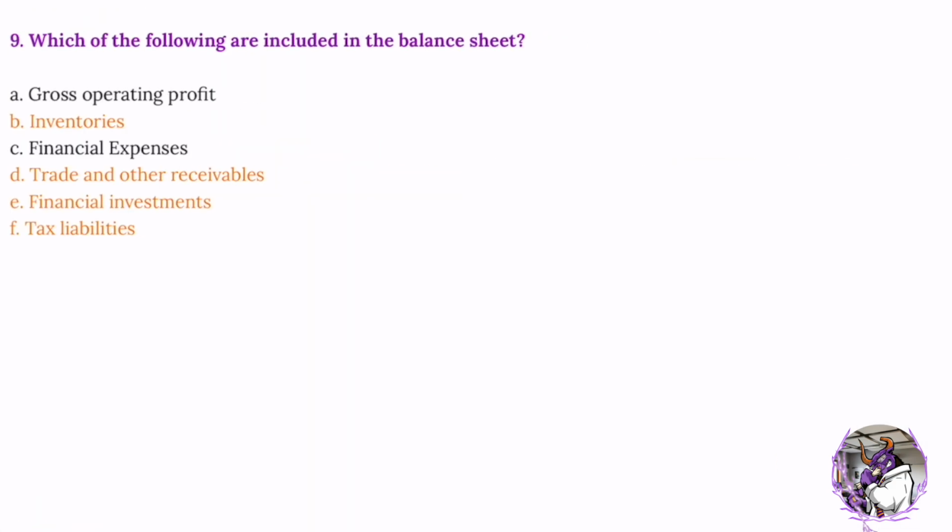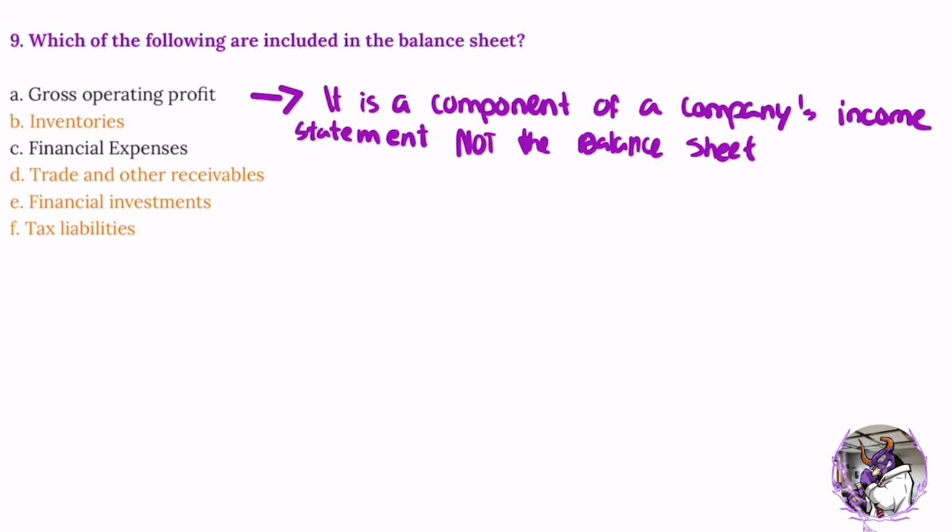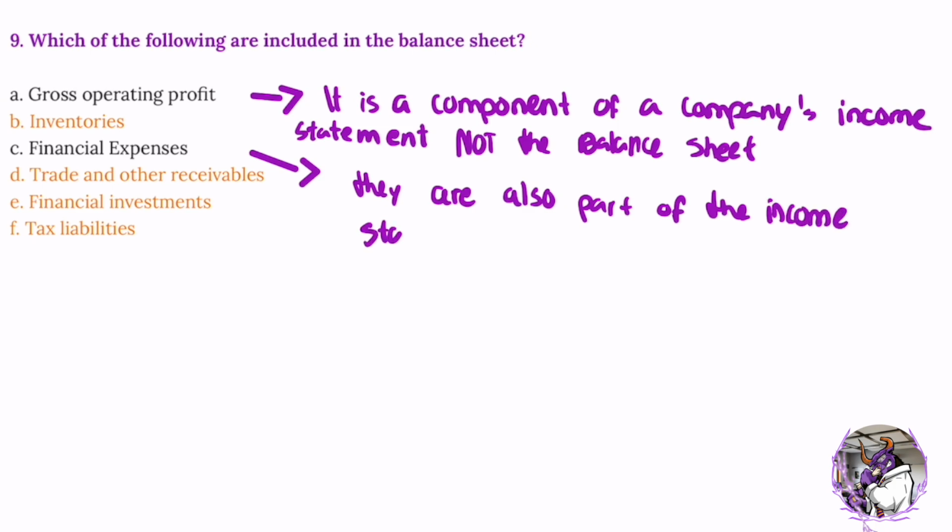Question 9. Which of the following are included in the balance sheet? The correct answers are B, inventories, D, trade and other receivables, E, financial investments, and F, tax liabilities. A and C are not correct, as the gross operating profit is a component of a company's income statement, so it is not part of the balance sheet. And financial expenses are also part of the income statement, so they're also not part of the balance sheet.